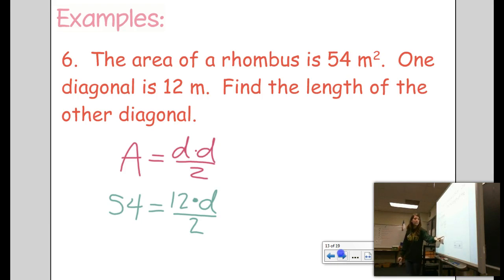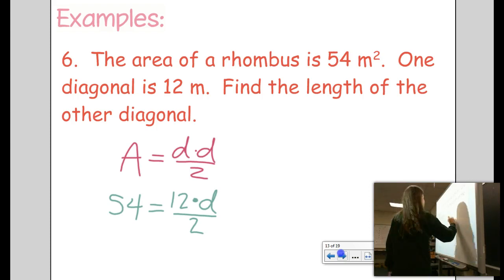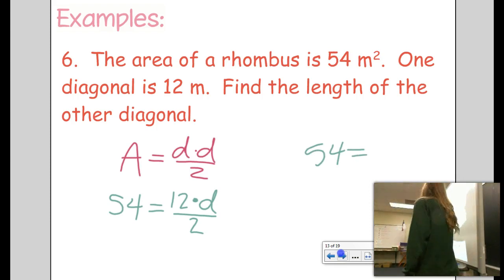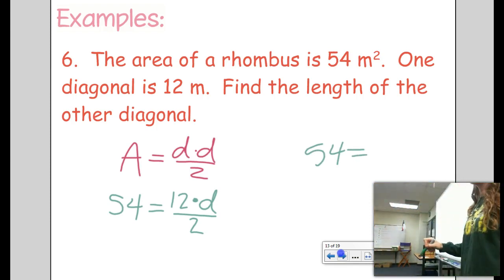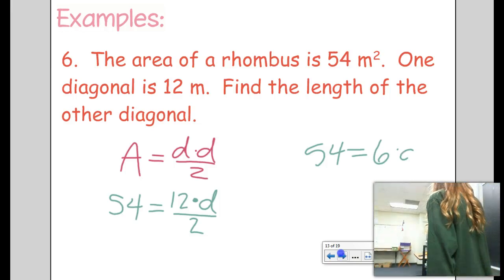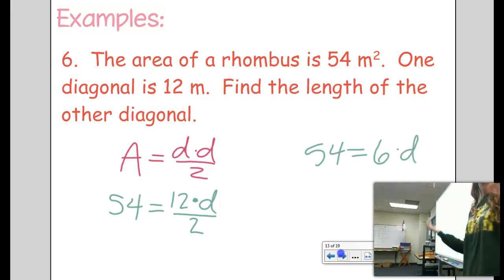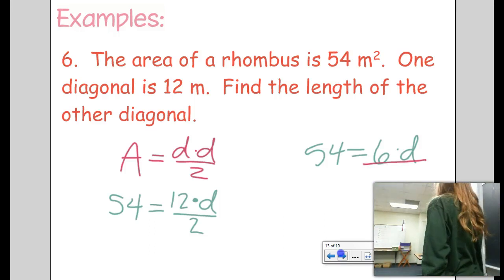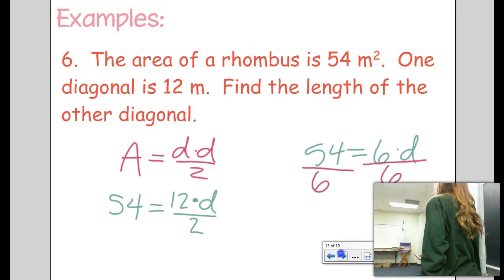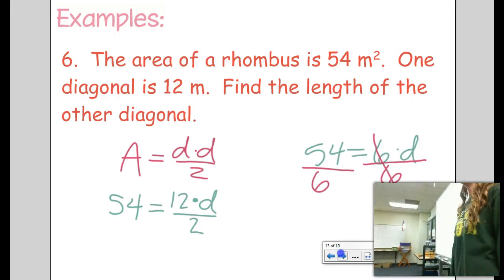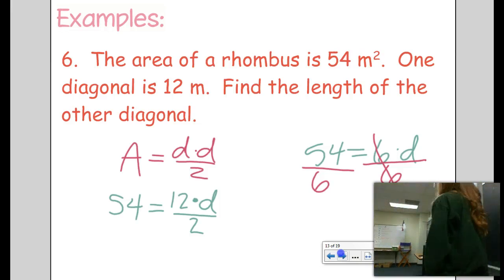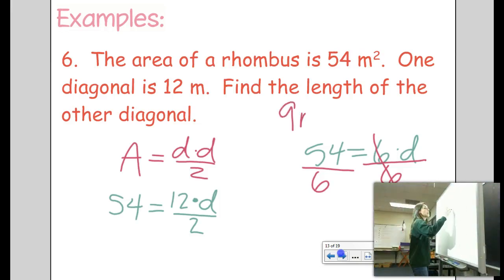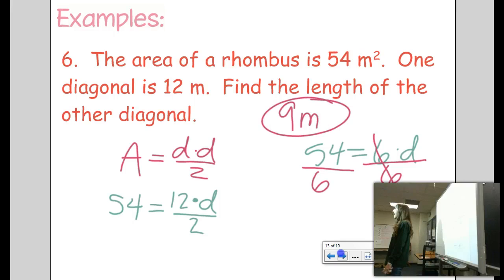What is 12 divided by 2? 6. So I'm going to keep my 54. And on this side, instead of 12 divided by 2, I'm going to write 6. There you go. You're almost done. The opposite of multiply is divide. 54 divided by 6. Final answer? 9. Okay, let's pretend that went way over your head and you have no idea how we did that.